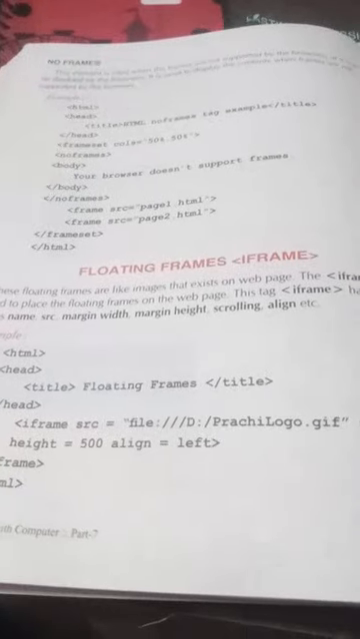Now we are moving on to noframes. We will talk about it in a different video. So this is about categories of frameset.